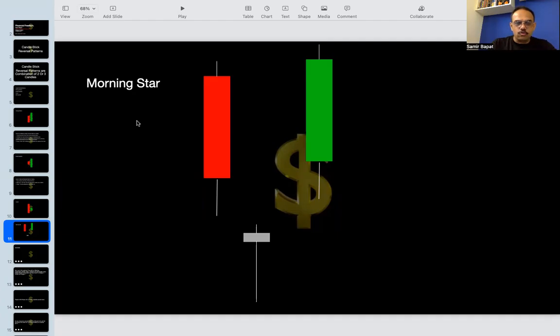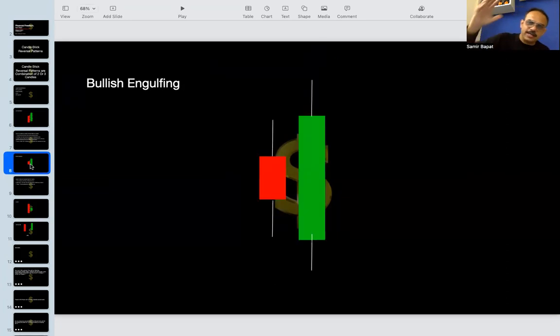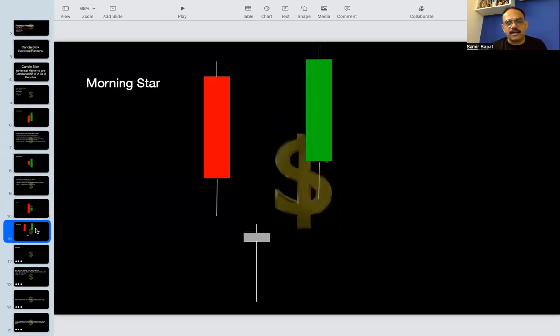Anyone wants me to go through these patterns, or has everyone noted them down? Everyone has drawn. This is the piercing pattern, this is the bullish engulfing, this is the Harami pattern, and this is the morning star.